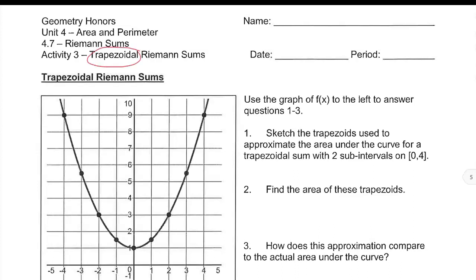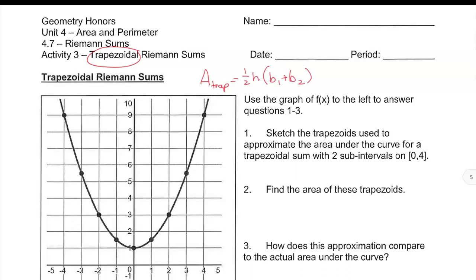Instead of using rectangles, you might notice that trapezoids could be a better option. So we're going to practice with trapezoids a little bit since we know the area for trapezoids. Let's review that. The area of a trapezoid is 1/2 the height times the sum of the bases.